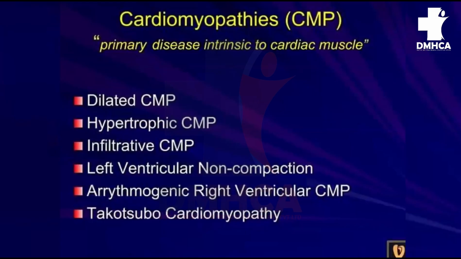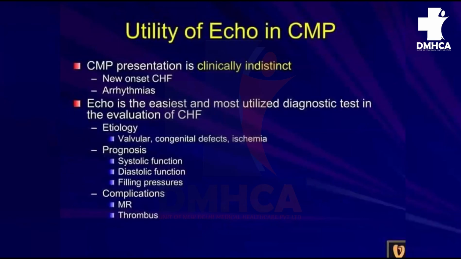Primary disease of the intrinsic cardiac muscle is cardiomyopathy, which I have told: dilated, hypertrophic, arrhythmogenic, and Takotsubo cardiomyopathies. Clinically, they present with new onset heart failure, and arrhythmias also. Echo is very important, and we have to find out the etiology first, like valvular, congenital, ischemic, or non-ischemic. Because echo will give you the systolic function, diastolic function, and filling pressure also. Any complication like MR or thrombus we can also find out by echocardiography.